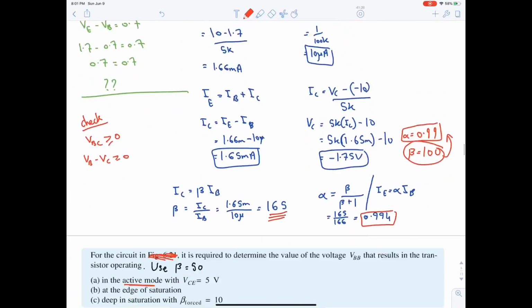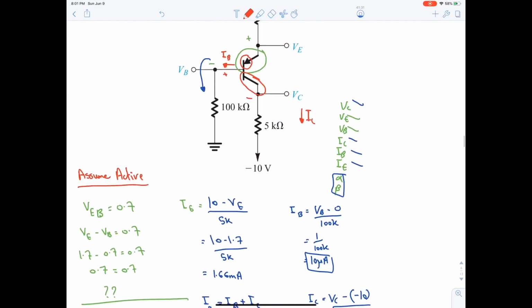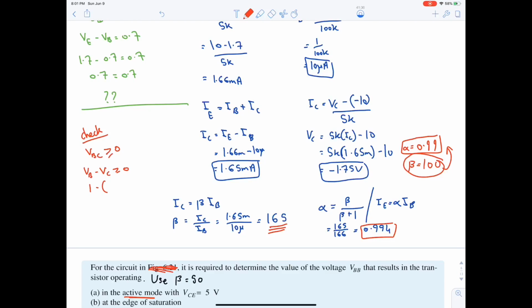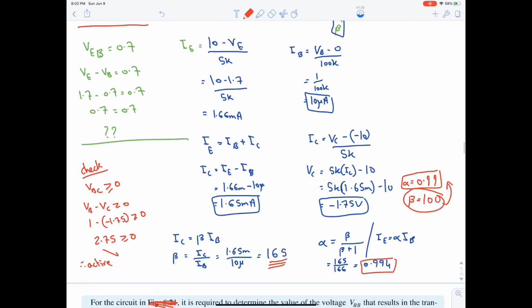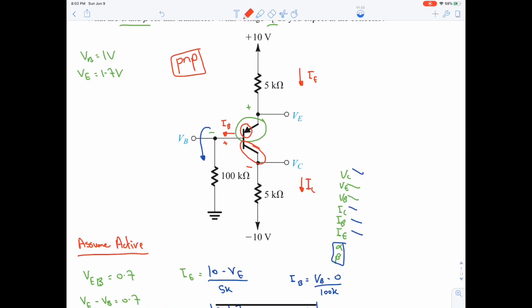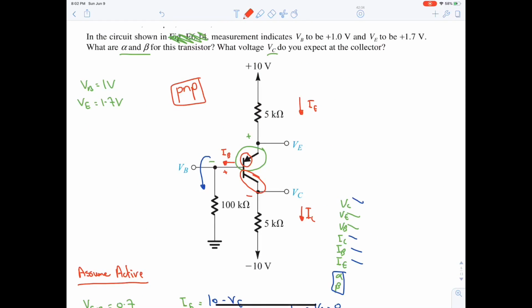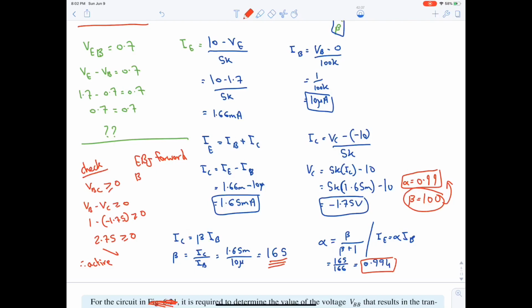Okay. So VB, what is VB? In this case, it's 1 volt. And VC is minus 1.75. This will give us 2.75 greater than or equal to 0. And this is correct, therefore active. And of the two junctions, one of them is forward, the arrow is forward, which is EBJ. EBJ is forward, and the other one is reversed, which is BCJ.